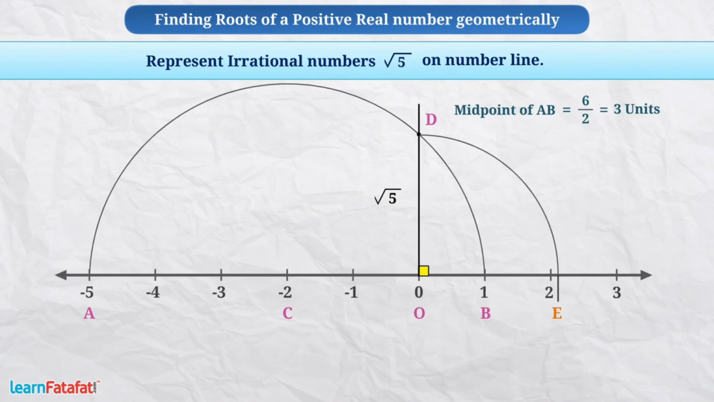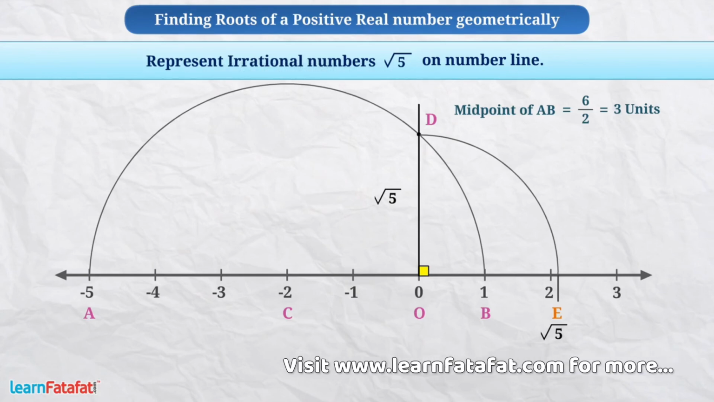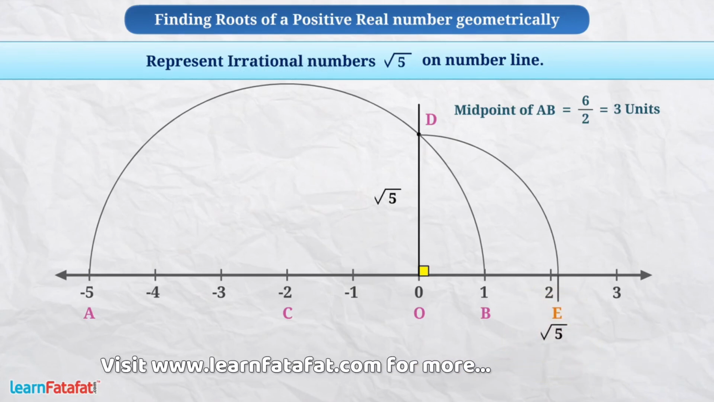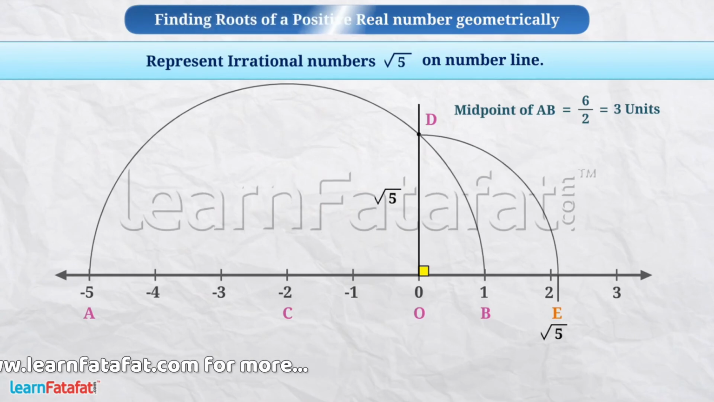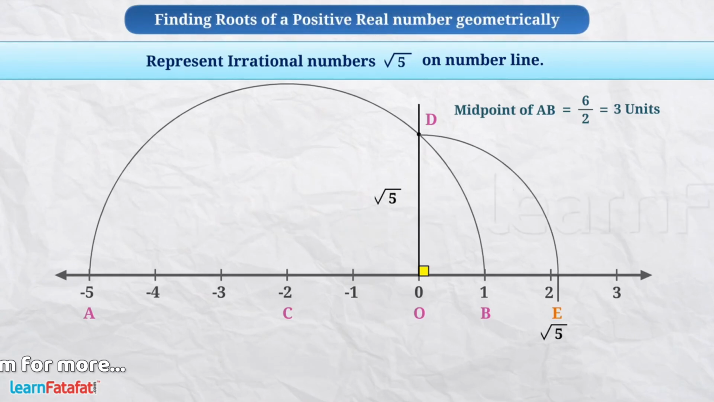This is the location for number √5 on number line. In above two methods, not only we have located √5 on number line, but also we have found the value of √5 geometrically. So I hope you understood this video very well.